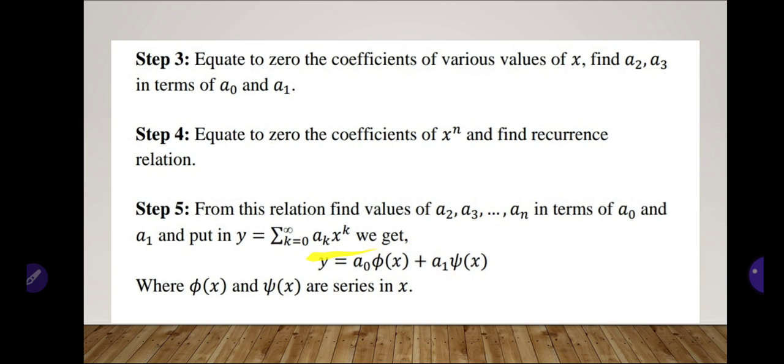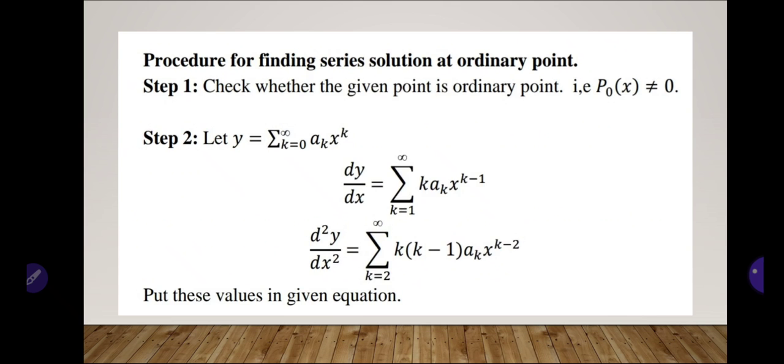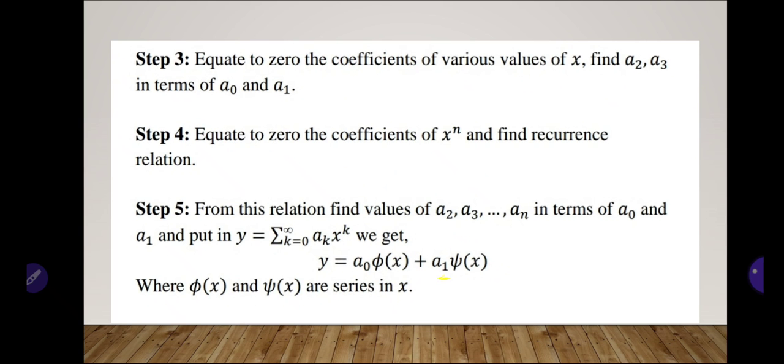And also we know that since we are solving second order linear differential equations, in the general solution there are two constants. So here in the general solution you will get the two constants a0 and a1. So these are the two constants. So this is our final solution where phi of x and psi of x are in series form.